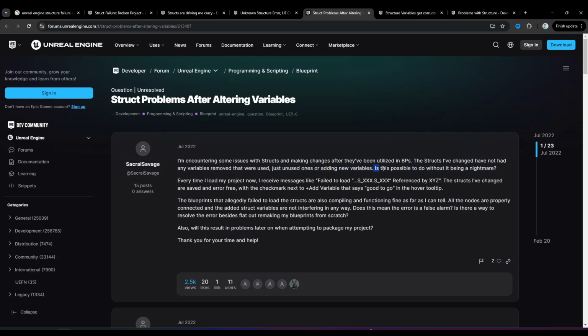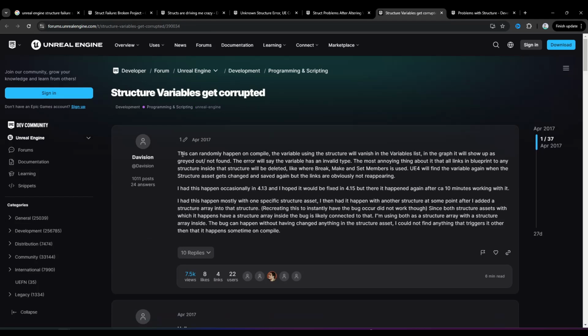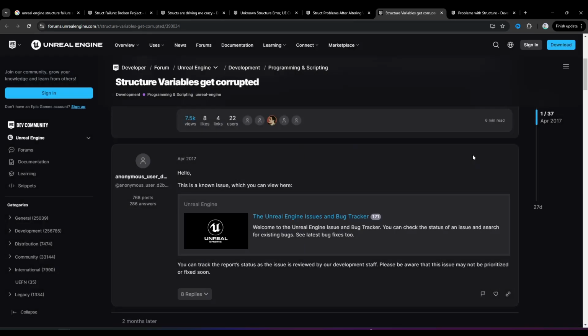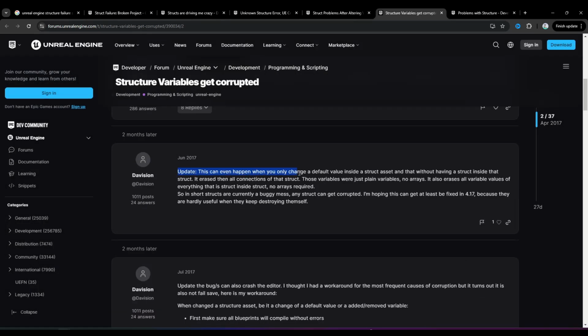Is it possible to do this without it being a nightmare? No. Structure variables get corrupted. This can randomly happen on compile. The variable using the structure will vanish in the variables list. In the graph, it will show up as grayed out, not found. This is a known issue. 2017 update: this can even happen when you only change a default value inside a struct asset.